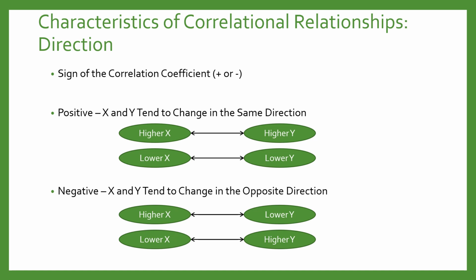However, if X and Y tend to change in opposite directions, where higher X's correspond to lower Y's, or lower X's correspond to higher Y's, then the relationship is negative, and it'll have a negative sign in front of the correlation coefficient. So for example, more cardio exercise, less weight, right? You weigh less. More class absences, lower quiz grades. They're going in the opposite direction, so they have a negative relationship.